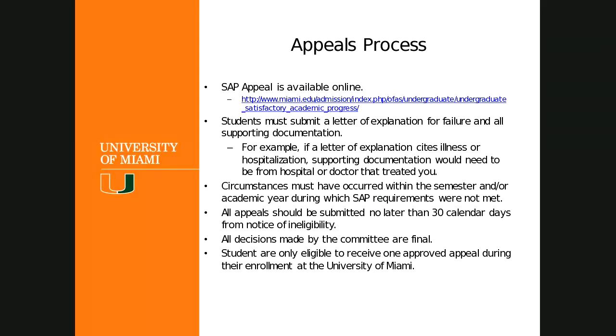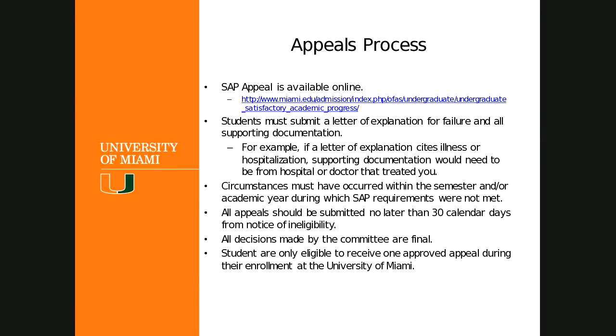Yes, you can. The SAP appeal is available online. This is the link to it. It is available on our website. It's also available in the SAP notification that you receive via email from our office. The SAP process is completely electronic, so there's no need to bring anything into our office. It is done online. You log in with your Canelink credentials, and it is an electronic form.